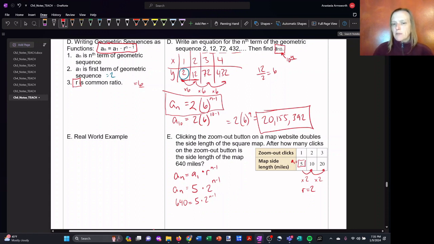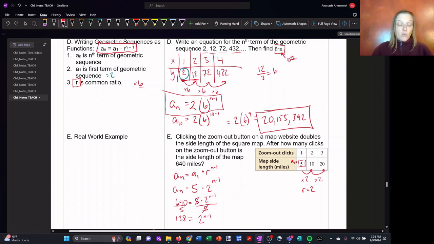My first step is going to be to divide both sides by 5, because if I'm trying to get the n by itself, I need to get rid of any addition, subtraction first, then multiplication, division. This particular subtraction is inside of an exponent, so that's further down the road, but I divide both sides by 5. The 5 on the right-hand side cancels out, and 640 divided by 5 is 128. And now I have that 128 equals 2 to the n minus 1.